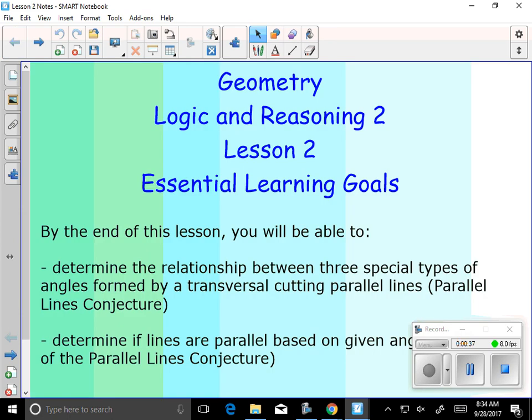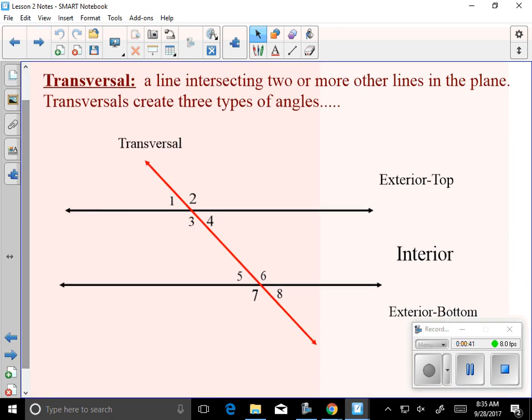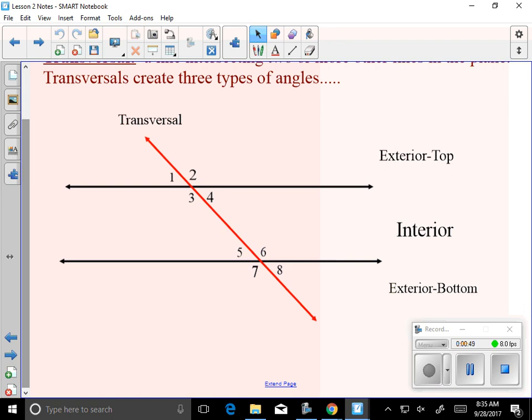All right, so there we are, first page. Let's go back here. A transversal is a line that intersects other lines, right? Parallel lines to be specific. So the transversal here is highlighted in red. You can see you've got an exterior top and exterior bottom, and then you've got what we'd call the interior. There are 8 angles that are formed, and guess what? 4 of those are congruent. And then there's another pair of 4 that are congruent.